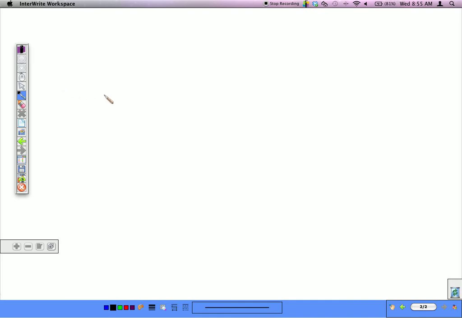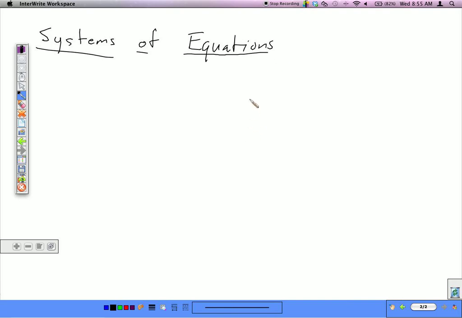Hi. Hello. All right, what we're going to go over today is something called Systems of Equations. This is actually kind of review because all you are doing is graphing. But when you graph systems of equations, here's what you're looking for.